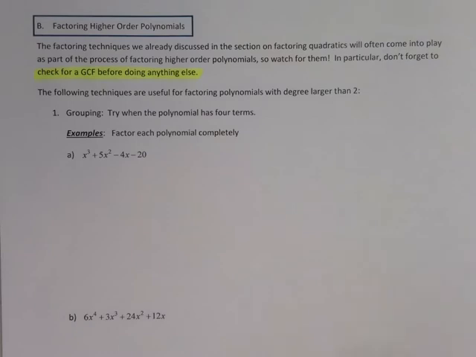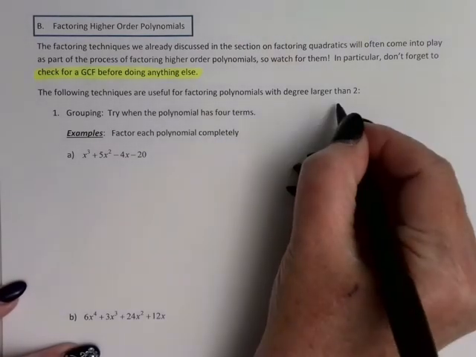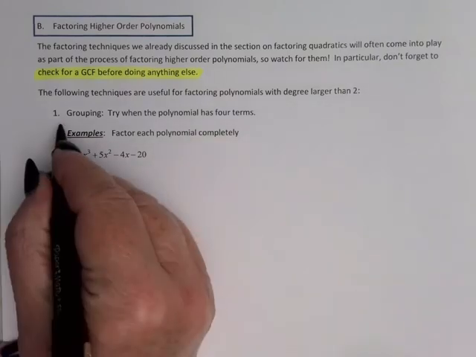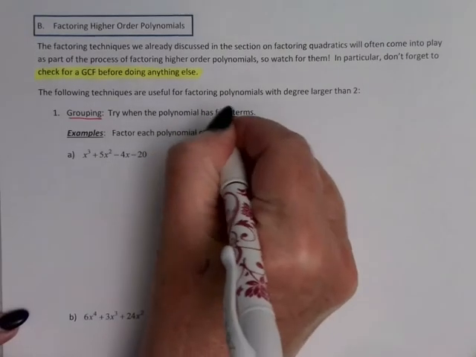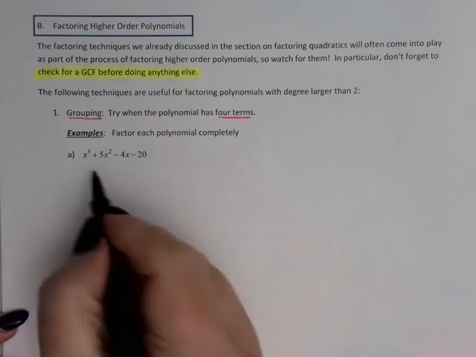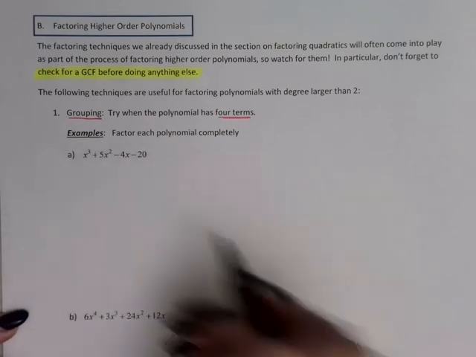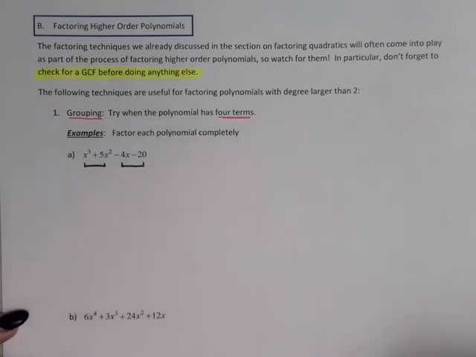All right, so here we go. Following techniques for factoring polynomials with degrees larger than 2. First of all, grouping. Grouping specifically is useful when we have 4 terms in our polynomial. What we do is we take these 4-term polynomials and we just group the terms in pairs. You're familiar with this because we've used this as part of a process for factoring certain trinomials in the past.